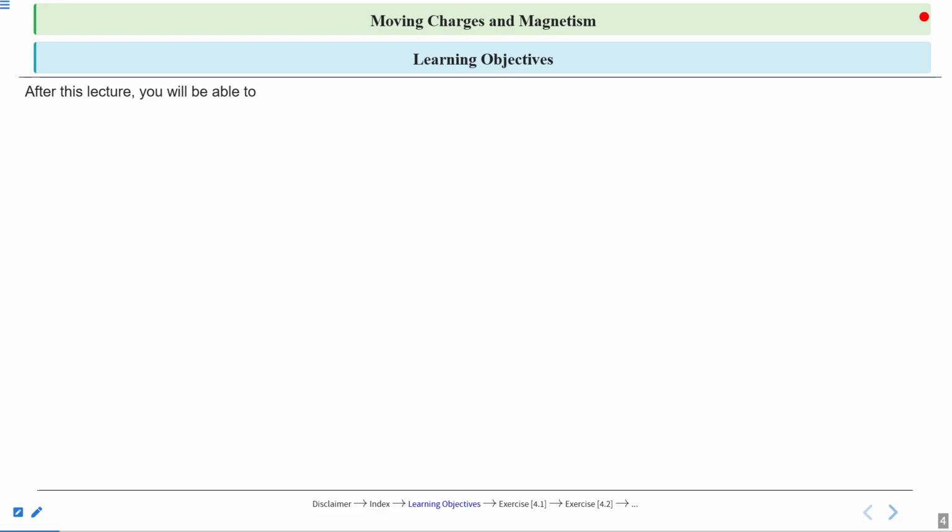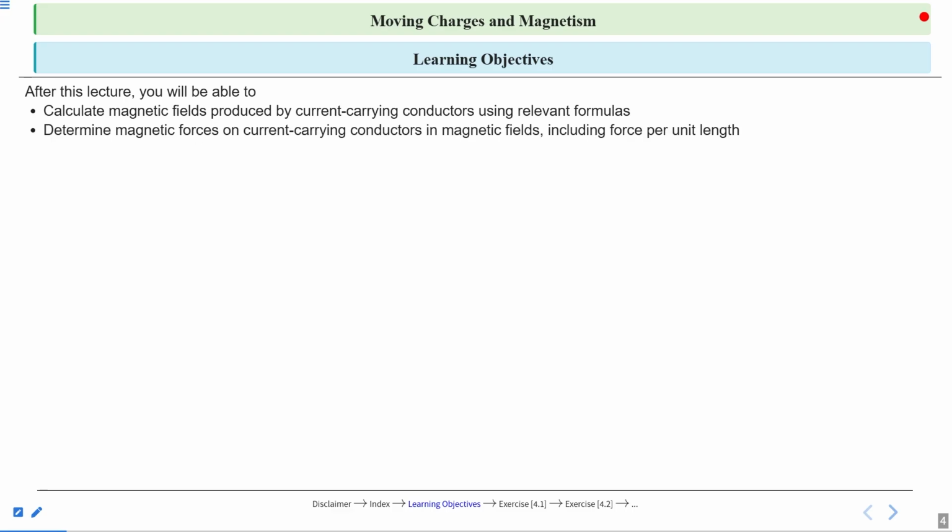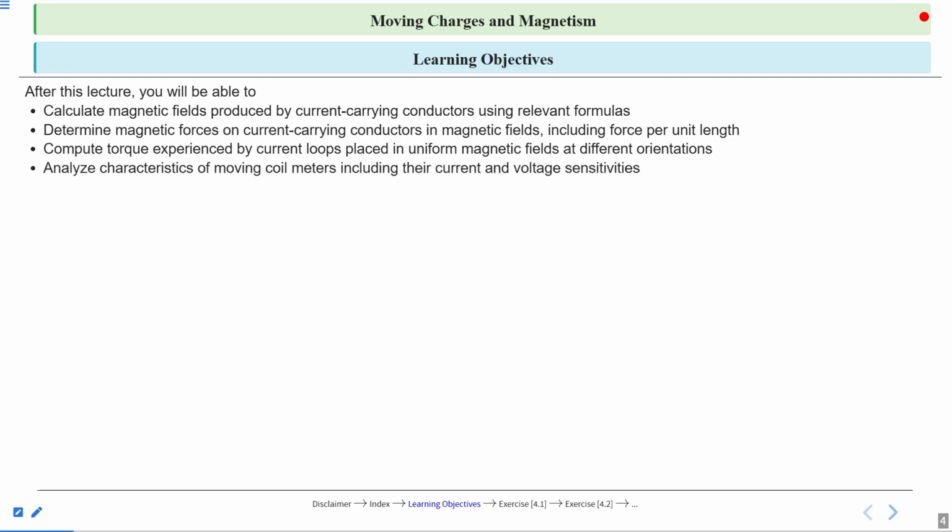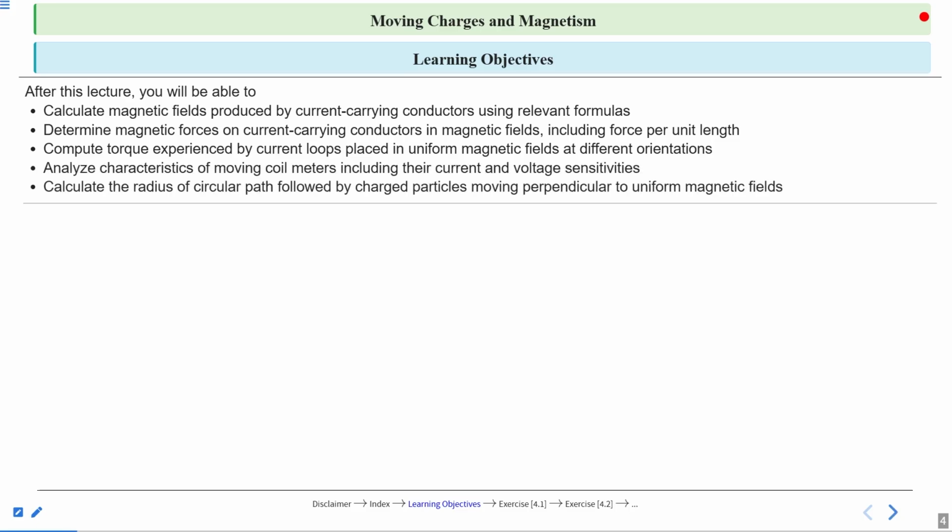So the learning objectives: after this lecture, you will be able to calculate magnetic fields produced by current carrying conductors using relevant formulas, determine magnetic forces on current carrying conductors in magnetic fields including force per unit length, compute torque experienced by current loops placed in a uniform magnetic field at different orientations, analyze characteristics of moving coil meters including their current and voltage sensitivities, and calculate the radius of the circular path followed by a charged particle moving perpendicular to a uniform magnetic field.